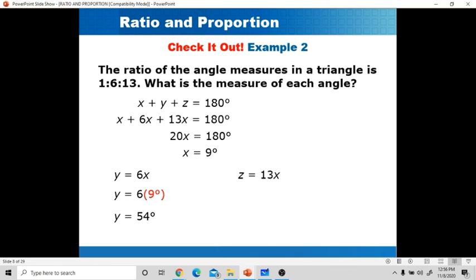Next, z is equal to 13x. Let's substitute the value of x into the expression. It will be 13 times 9 degrees. 13 times 9 degrees is 117 degrees. The first angle is 9 degrees. Second is 54 degrees. And lastly is 117 degrees.